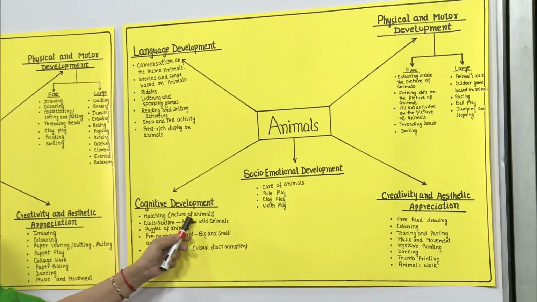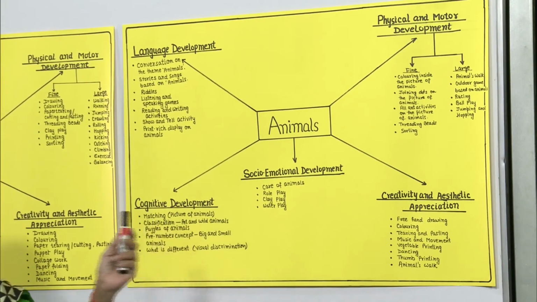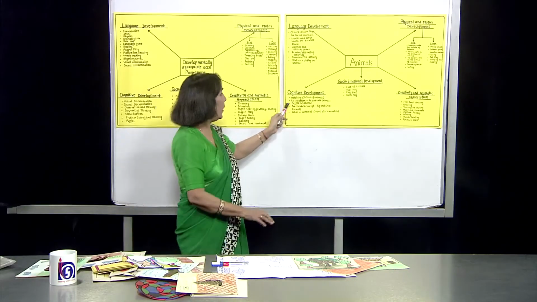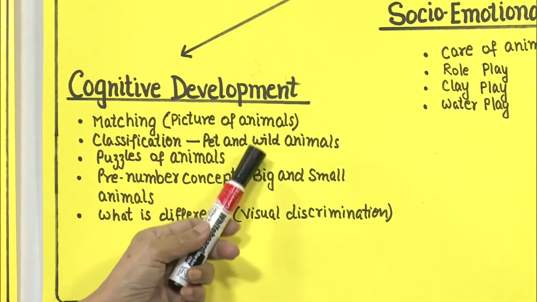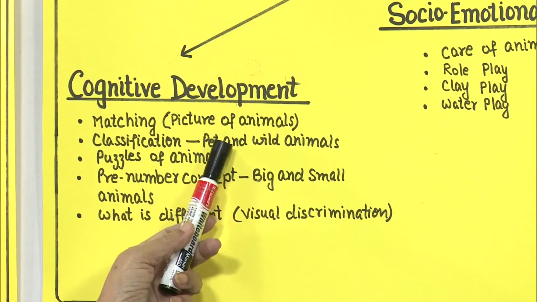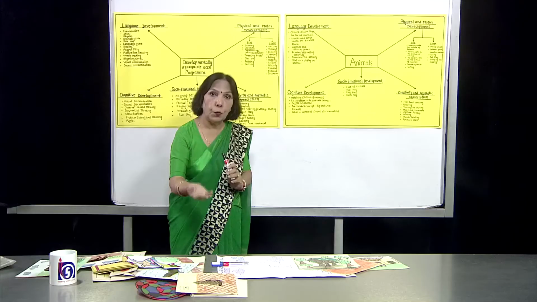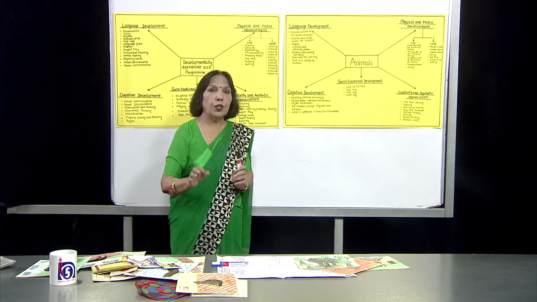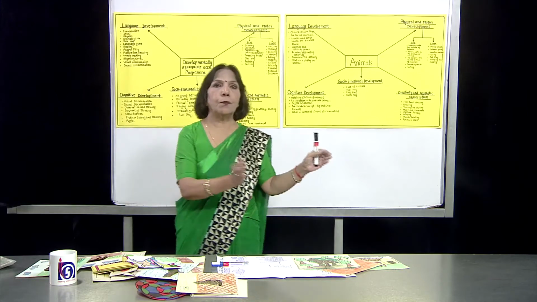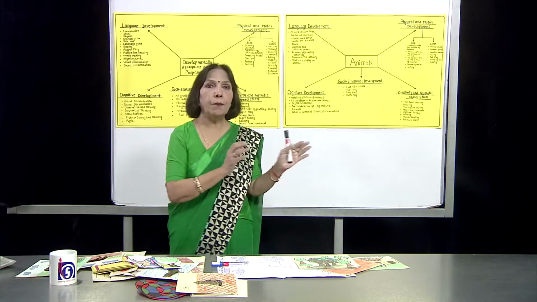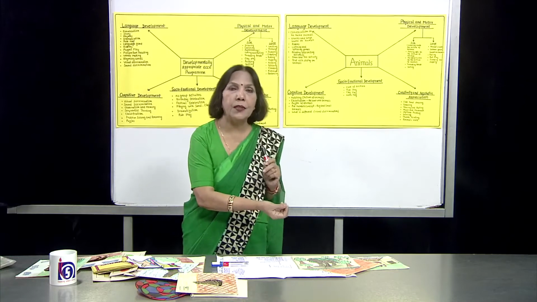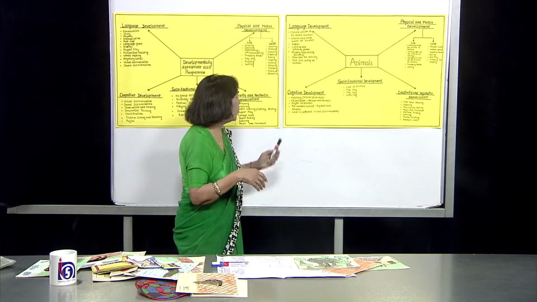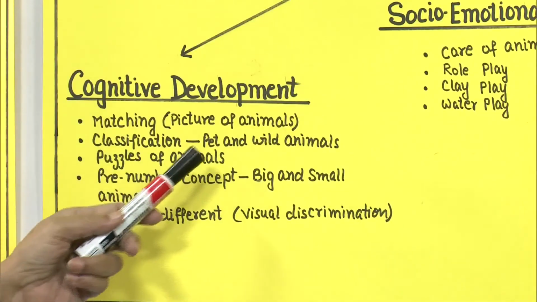matching, picture matching. We can ask them to match the picture. Okay? Then classification, pet and wild animals. Ask them to classify; you provide them the picture cards and ask them to classify. So, maybe pet and wild animals, maybe milk giving animals and not milk giving animals. In this way you can classify the animals.